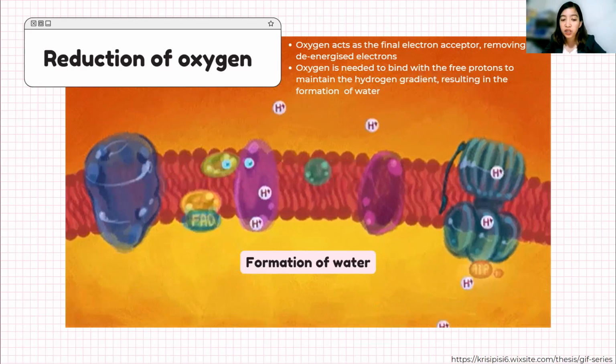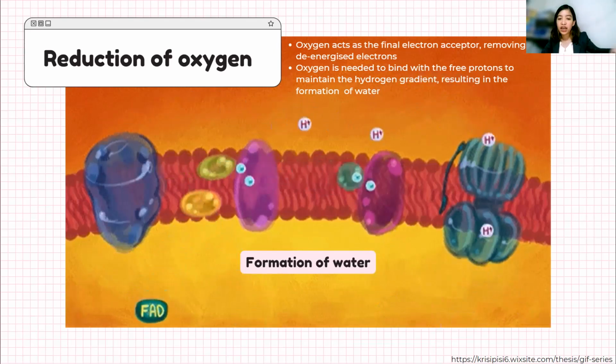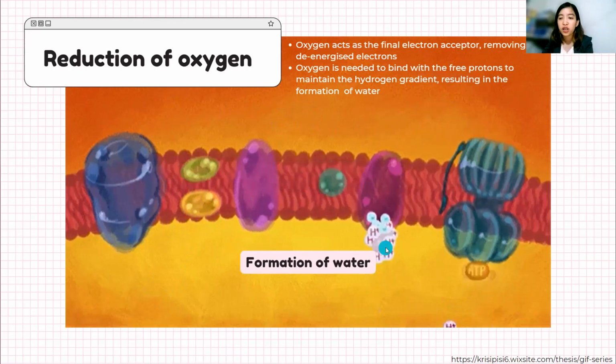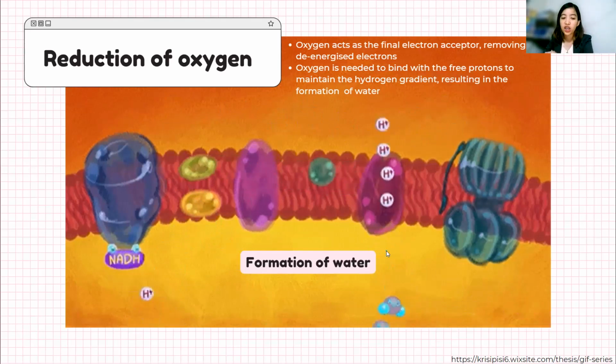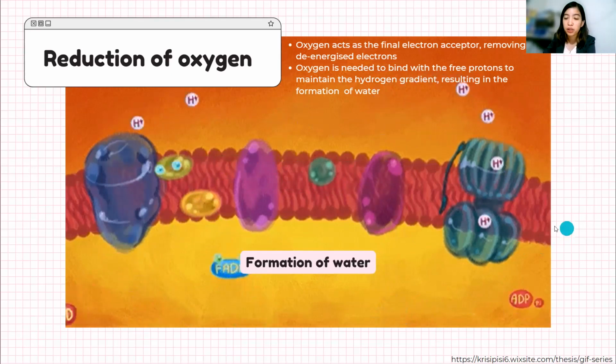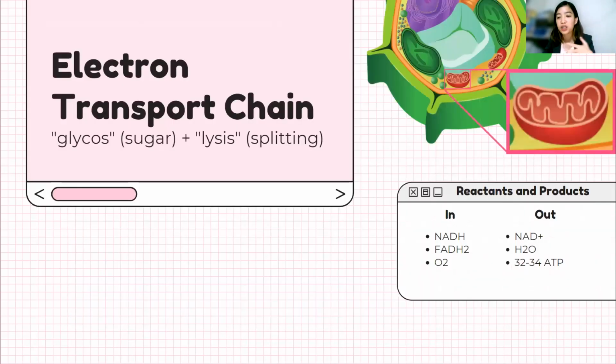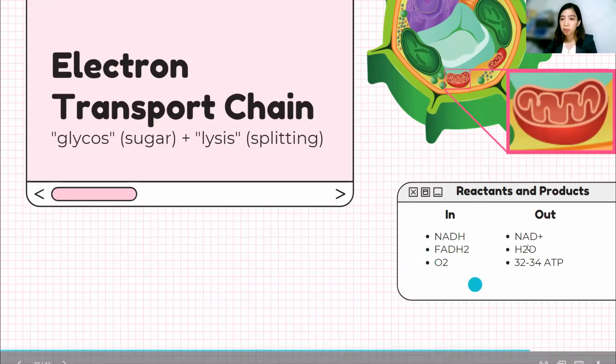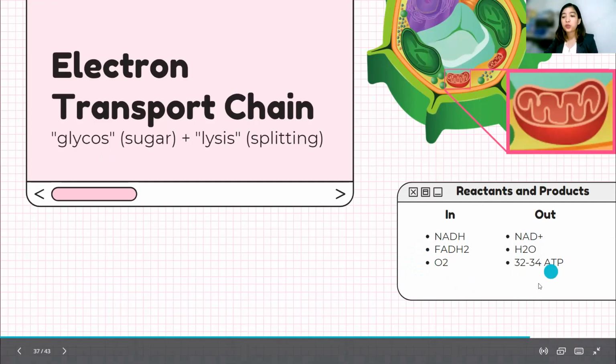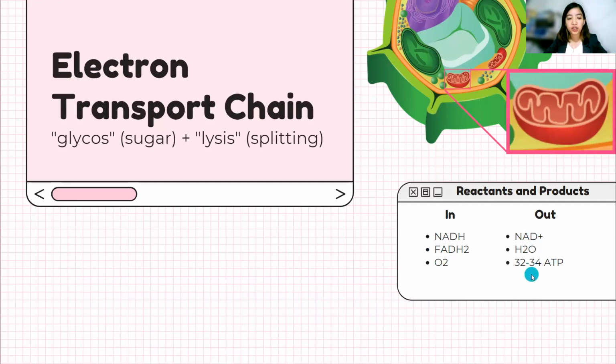And if there is no oxygen, the hydrogen carriers cannot transfer the energized electrons to the chain and ATP production will be halted. So, that is what happens in the electron transport chain. And as a summary, with NADH, FADH2, and oxygen, O2, we get the products NAD+, H2O, and we also have 32 to 34 ATPs.